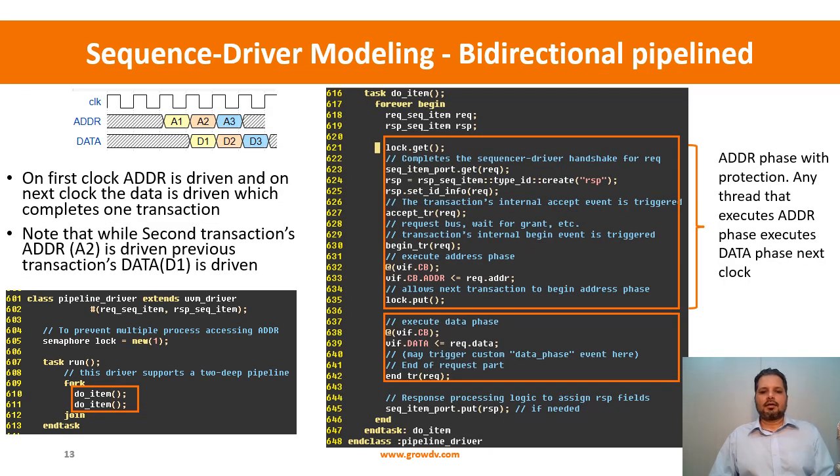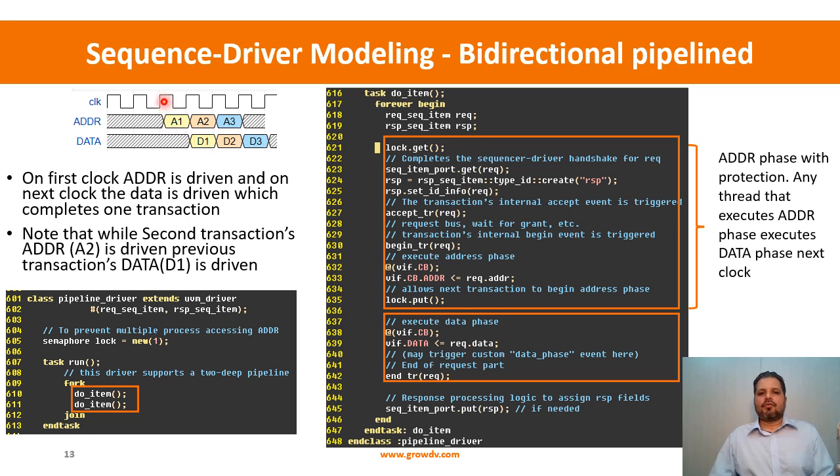Okay, let's look at how a bidirectional pipelined type of communication, or modeling, is done. This is going to be slightly tricky, so pay attention. First let's understand the problem, and then we'll look at how one of the solutions can be implemented. The problem is something like this. We have a protocol wherein we have an address and data bus, and on the first clock the address is driven out, and on the next clock cycle we need to drive out the data. So that's the first requirement.